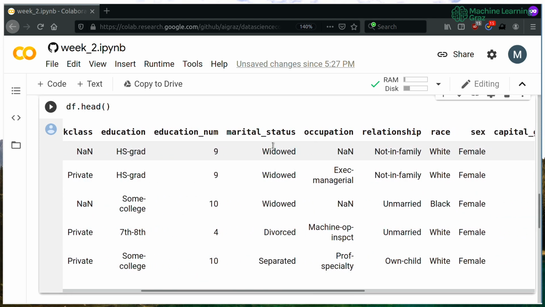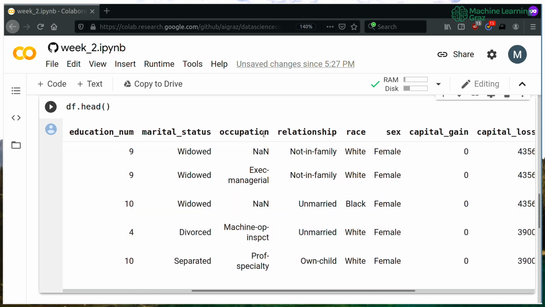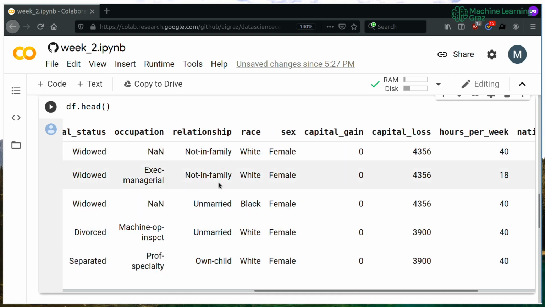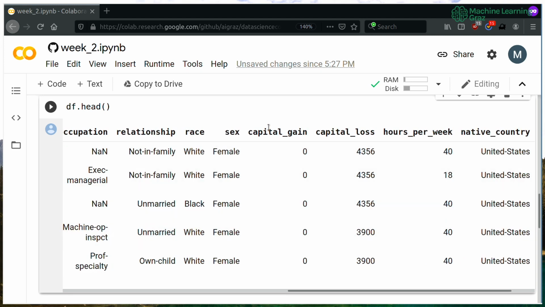Marital status is the status of marriage. Are they divorced, separated, widowed, or never married? Occupation is their work, for example executive manager, machine operator, prof specialty, and others. We will look at it in more detail later. Relationship is more about whether they have kids or are married, so it's a little bit connected to marital status, but not completely. Race is race, and sex is female or male in this case only.